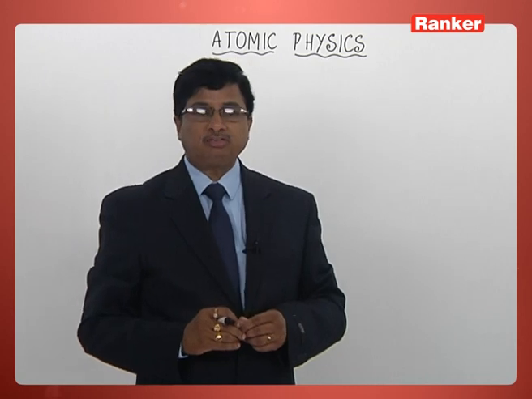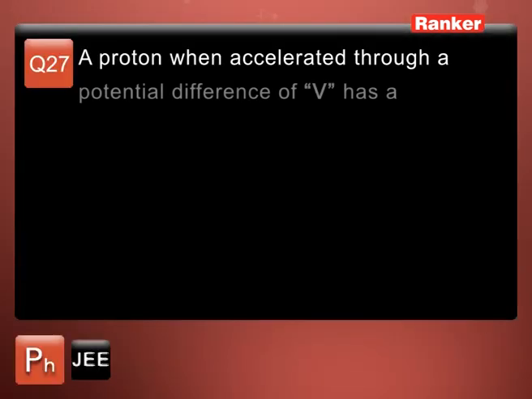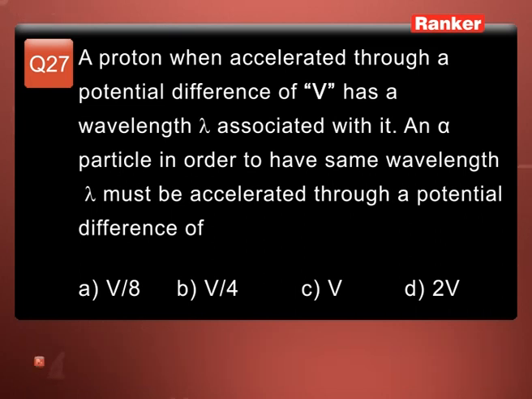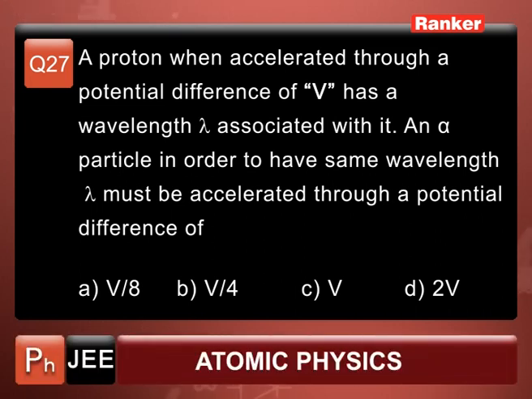Let us work out the next number, that is problem number 27. A proton, when accelerated through a potential difference of V, has a wavelength lambda associated with it. An alpha particle, in order to have the same wavelength lambda, must be accelerated through a potential difference of how much?